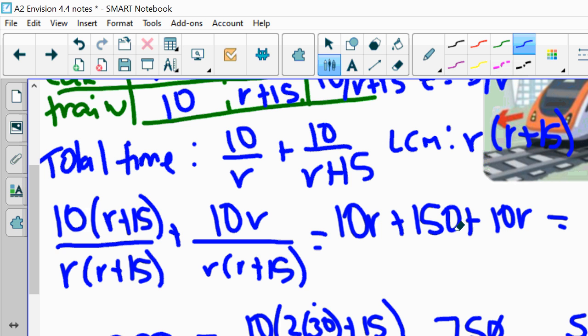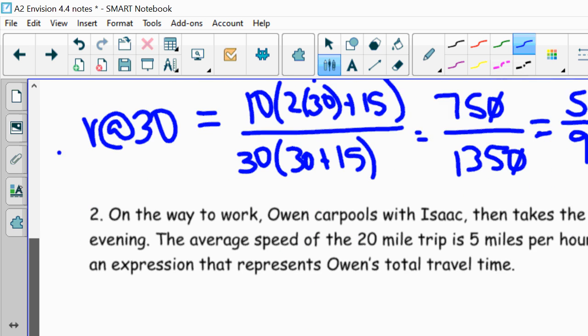That doesn't really make a lot of sense to us, right? So let's go ahead and figure it out in minutes. 5/9 multiplied by 60 is going to give us approximately 33 minutes. So how long did the total trip take? Approximately 33 minutes. All right, one more word problem.